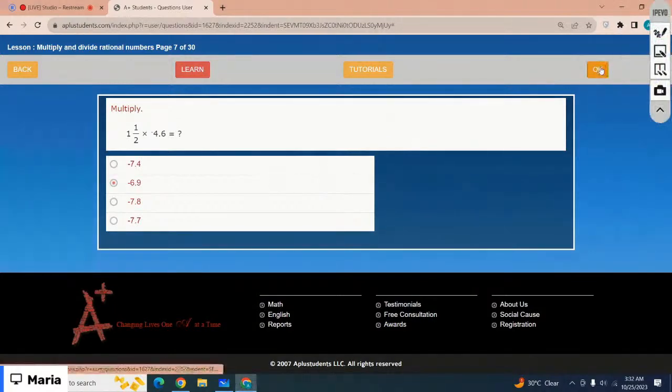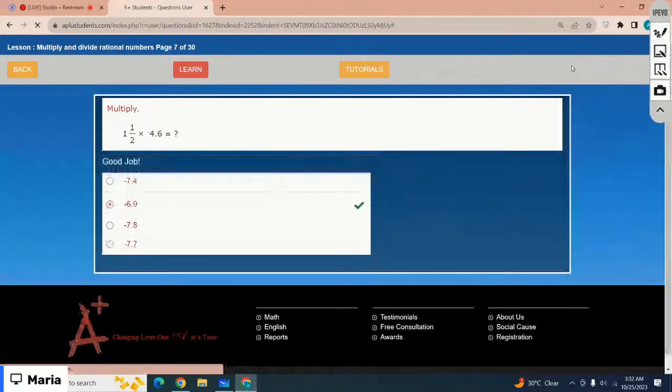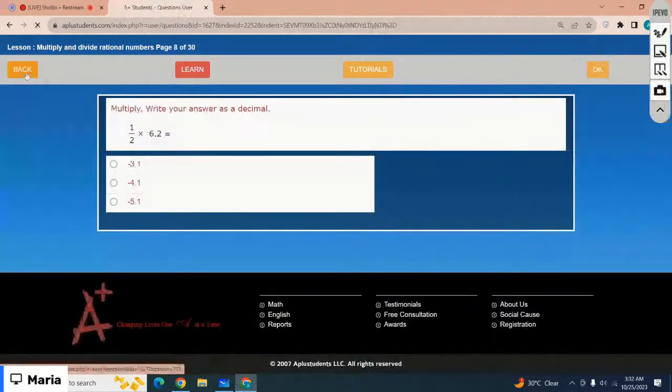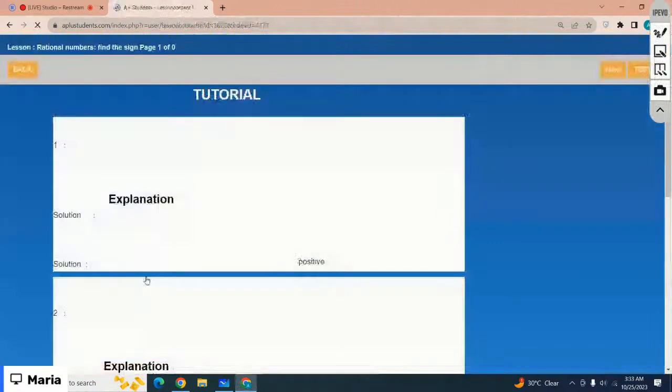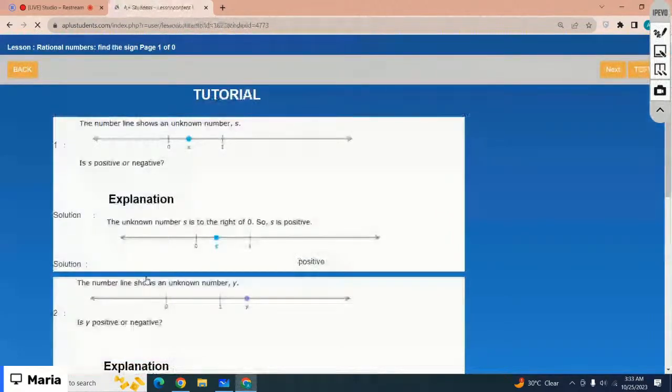Got it? Okay, you can complete the lesson by yourself later today. Let me just move on to the next lesson. The next lesson is rational numbers. Find the sign.